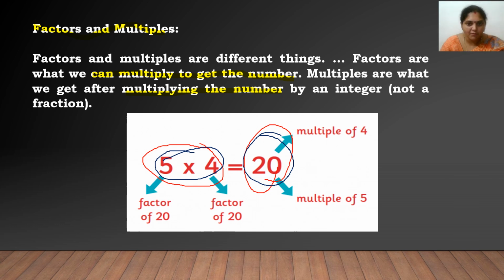So 20 is a multiple of which numbers? 20 is a multiple of 5 and 4. So what are the factors of 20? 5 and 4 are the factors of 20. Factors means the numbers which we multiply. Multiples means the number we get after multiplying two numbers.